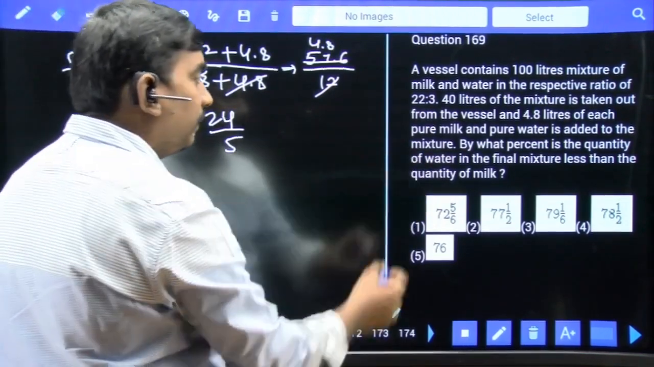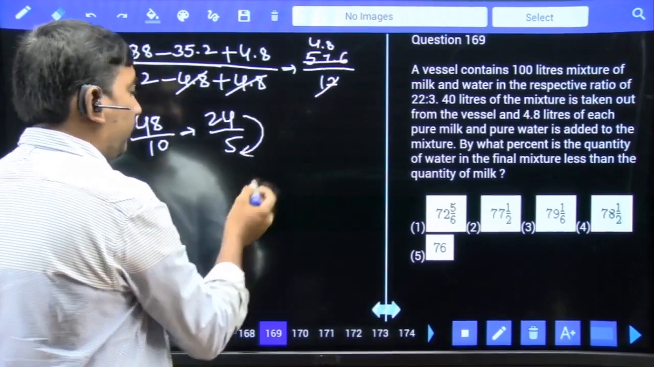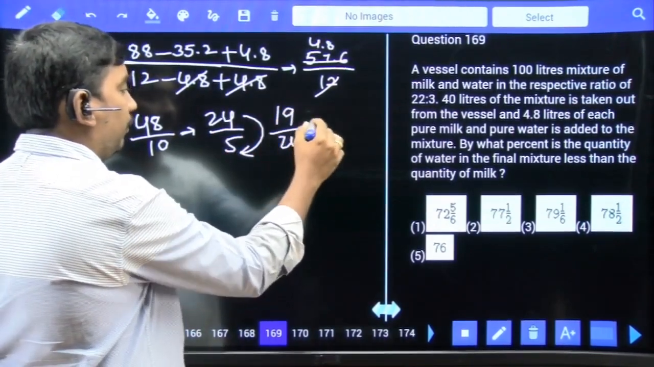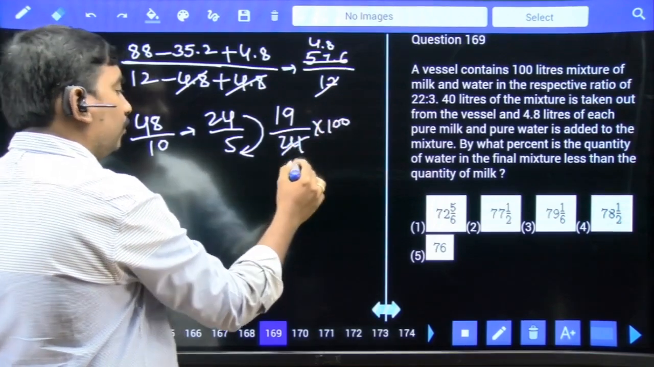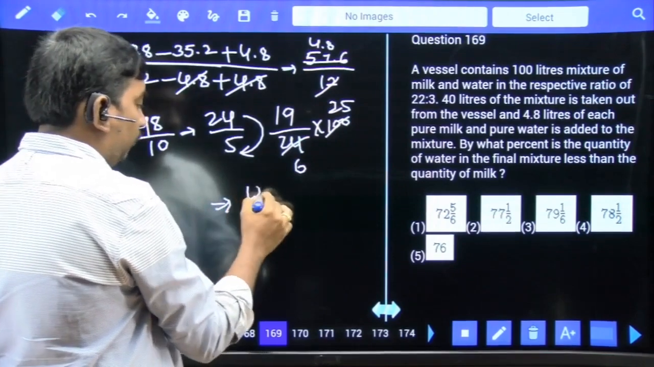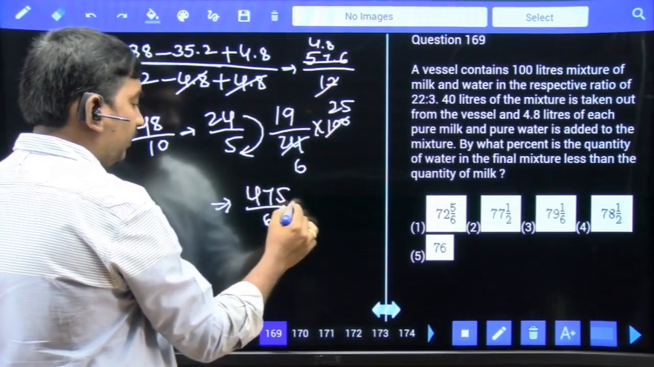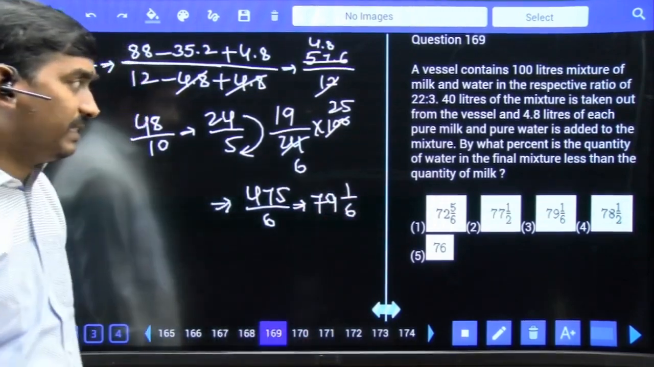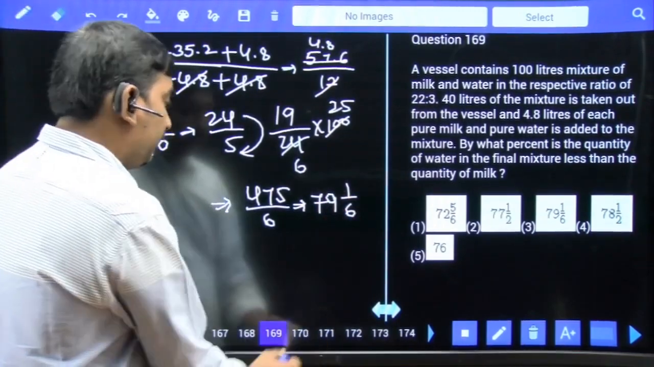So percentage less means difference by the more value. How much less: the difference is 19, the more value is 24, times 100 gives the percentage less. That works out to 75 by 6, which is 79 1 by 6 percent. That is your answer. Third option.